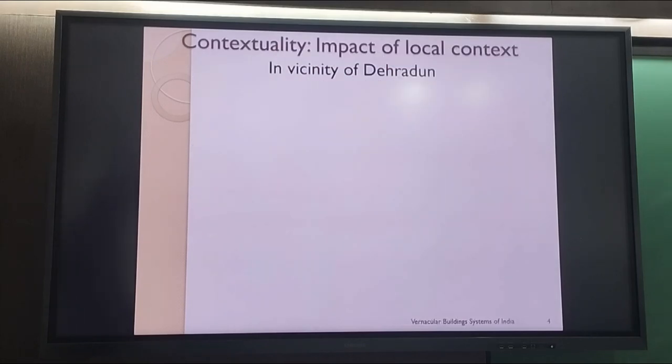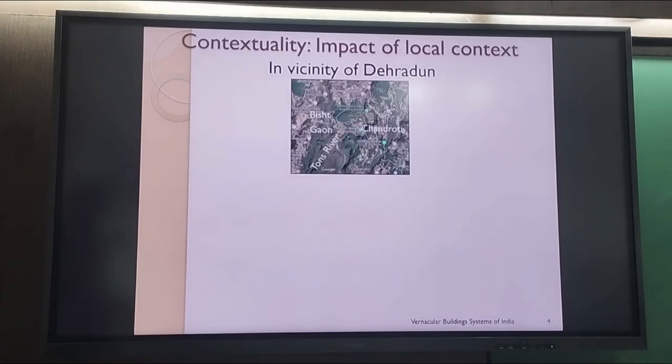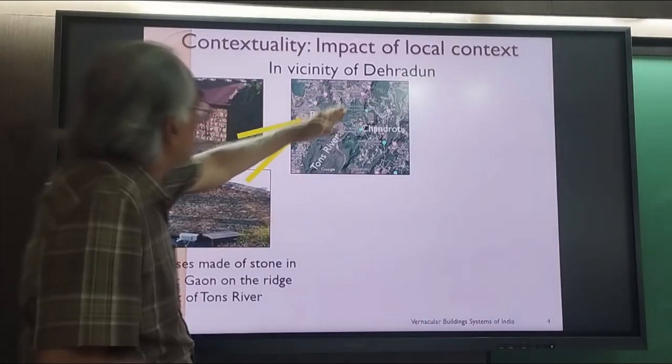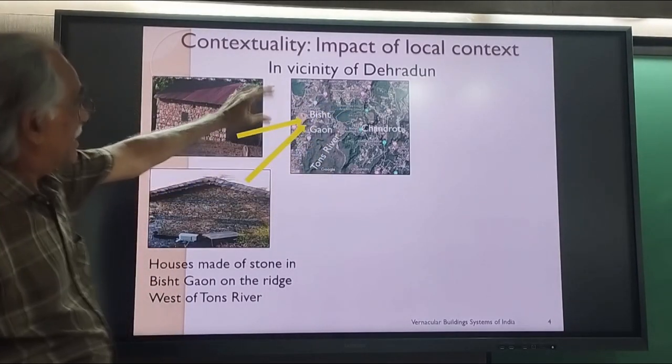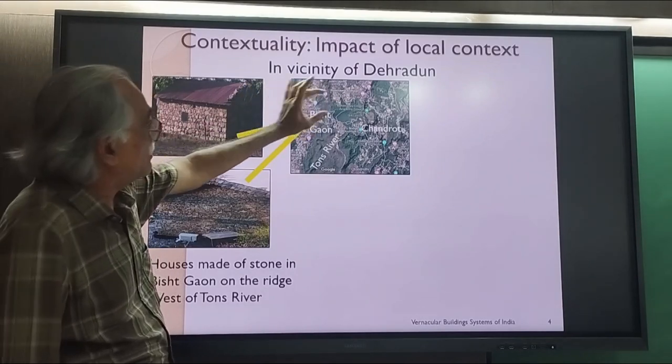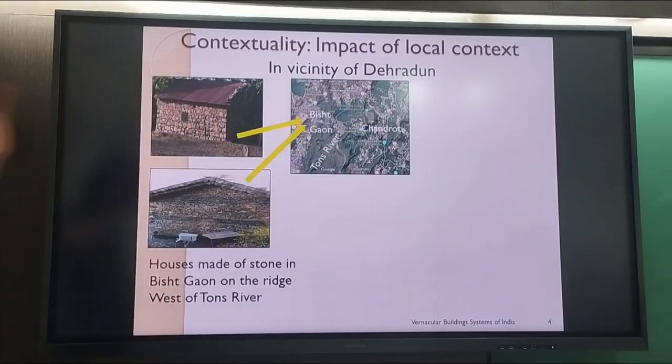All right. So now, I mentioned contextuality yesterday during the introduction. So here's an example of contextuality. This is in Dehradun, Uttarakhand. And just north of Dehradun city, there is the Tons River, and there is a village called Bishgaon, and a village called Chandrauti. Here's the Tons River, and on one side is Bishgaon, the other side is Chandrauti.